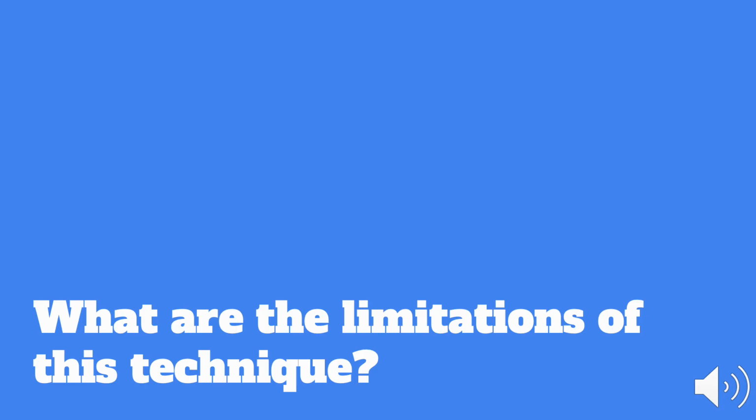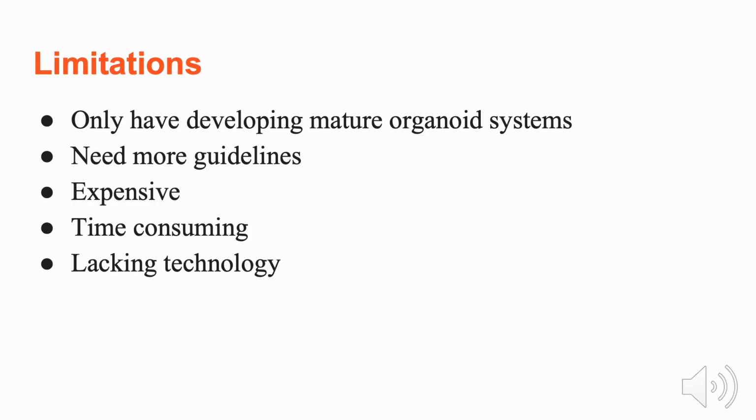Despite how useful this technique is, there are still several limitations. The first limitation of this technique is that we currently only have developing mature organoid systems and not fully mature organoid systems. This makes it more difficult to study or research anything having to do with organs more accurately, as we do not have access to fully grown or mature organoids. Additionally, if we had fully mature organoids, we would be able to replace organs and regenerate tissue.